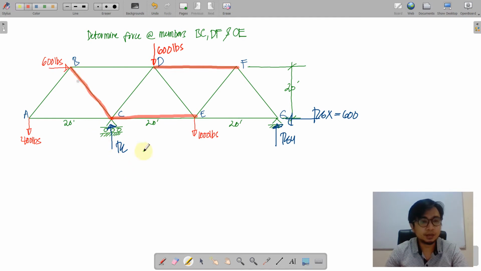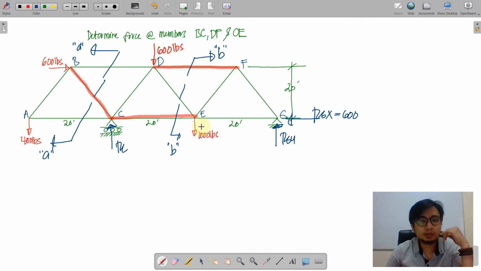So for BC, we are going to have a cut section involving BC. A cut section AA will involve here AC, BC, and BD. So this is the first cut section. We also have a cut section for CE. A cut section BB will involve both unknowns DF and CE. Okay, so before we proceed to our analysis, essential to that is the reaction, of course.